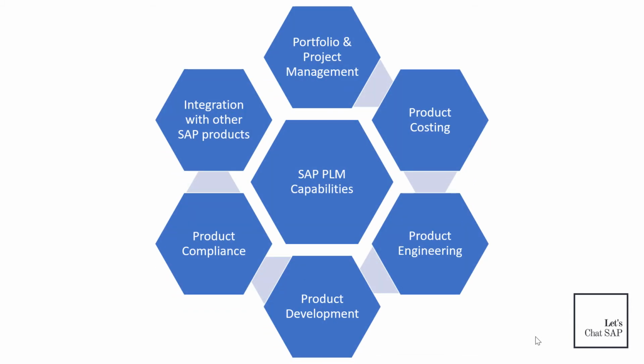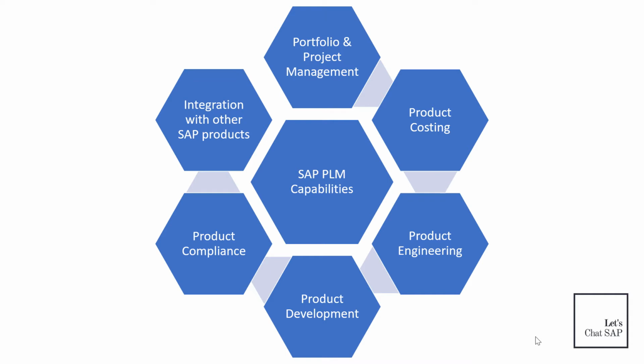Now let's take a look at the capabilities of PLM. Let's start with portfolio and project management. PLM has some project management functionalities which can be used to manage a product development project. It supports functionalities like product development processes, project tasks, proposals, timelines, commercial project management, and project network.